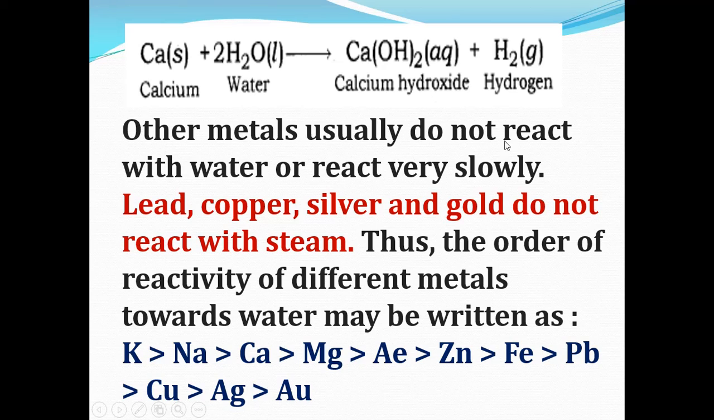Other metals will not react with water, or sometimes their reaction will be very slow. Lead, copper, silver and gold will not react even with steam. The order of reactivity of different metals towards water is K, Na, calcium, magnesium, zinc, Fe, Pb, Cu, silver, gold. Gold, lead, copper and the like will not react with steam.